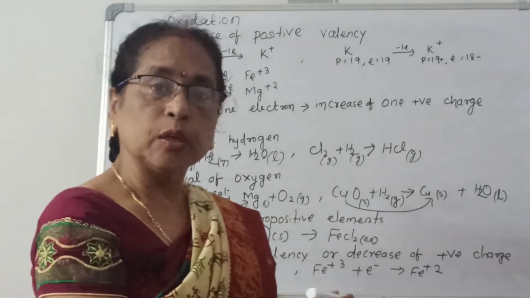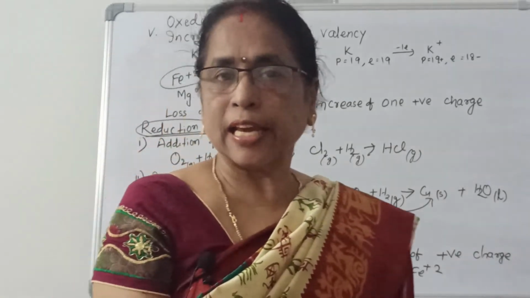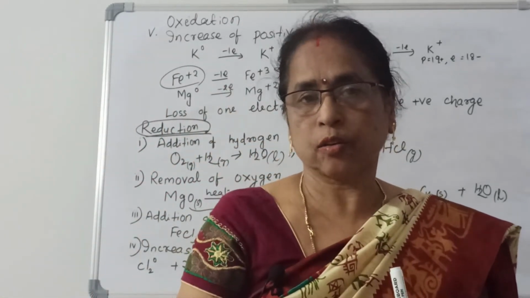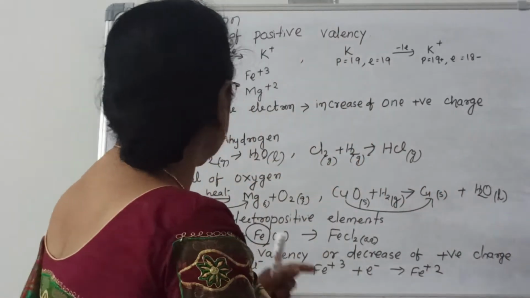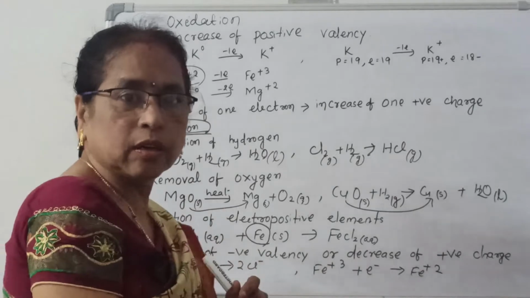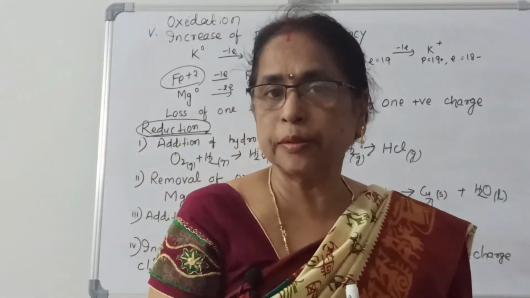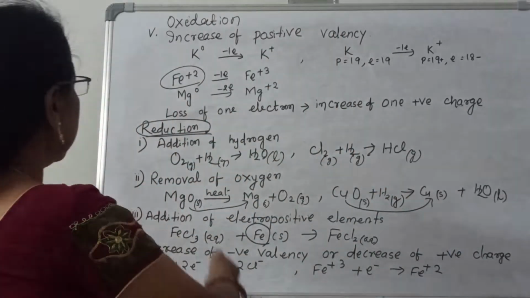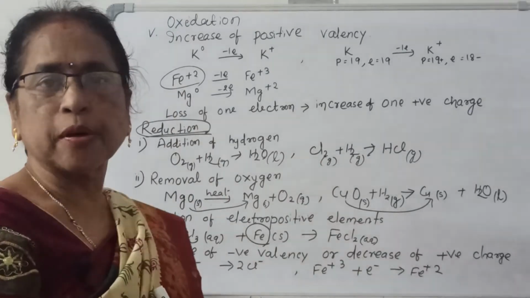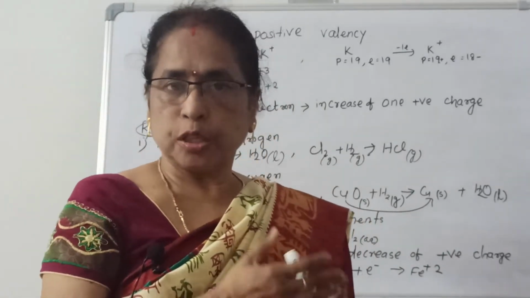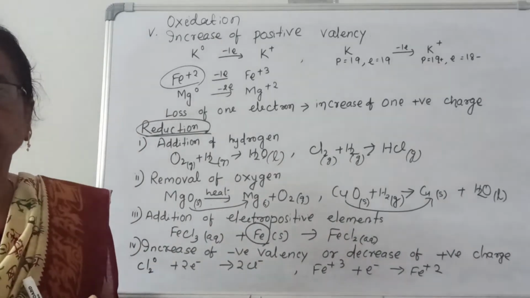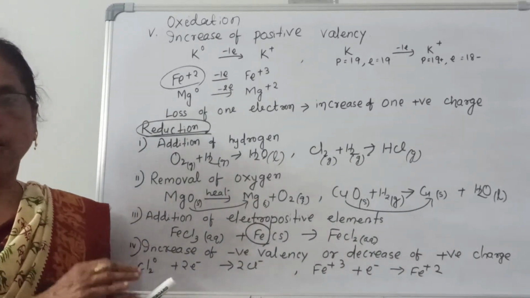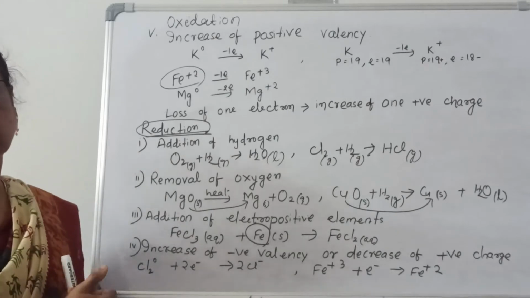So what is the conclusion here? After gaining electrons, the negative charge increases. After donating electrons or loss of electrons, the positive charge increases. So these are the main important points for reduction and also oxidation. And now gradually we will jump to what is meant by redox reaction, oxidizing agent and reducing agent.